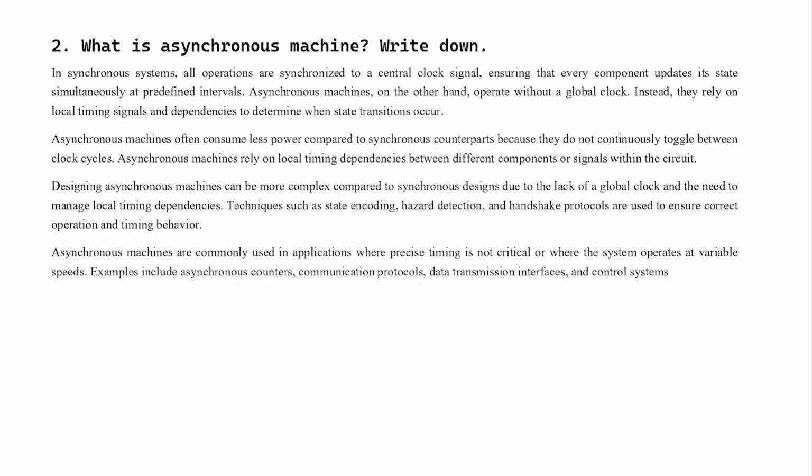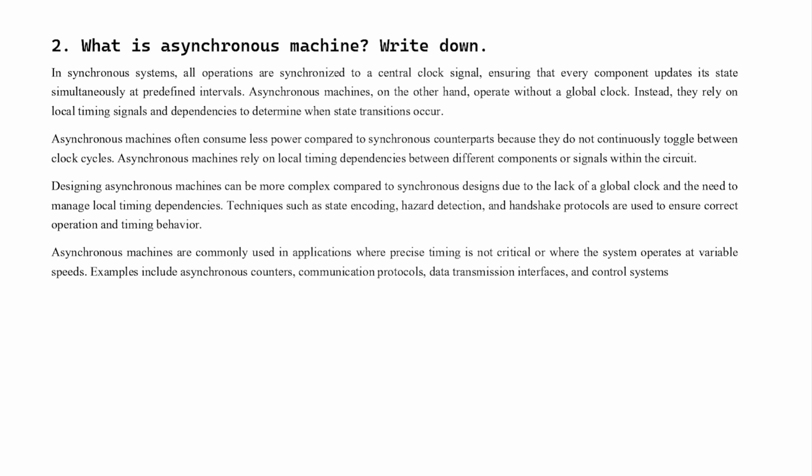2. What is a synchronous machine? Write down. In synchronous systems, all operations are synchronized to a central clock signal, ensuring that every component updates its state simultaneously at predefined intervals. Asynchronous machines, on the other hand, operate without a global clock. Instead, they rely on local timing signals and dependencies to determine when state transitions occur.